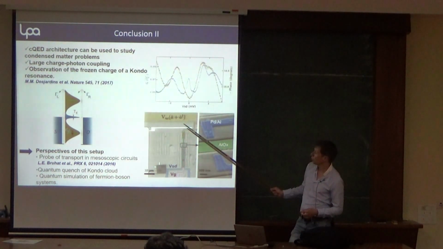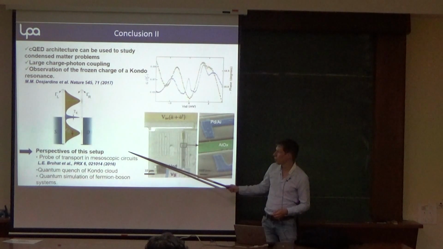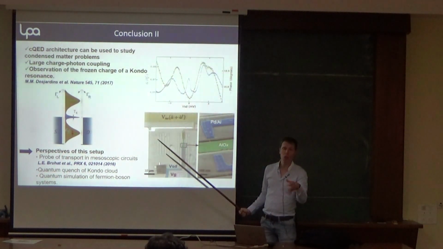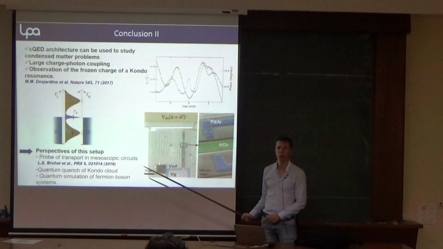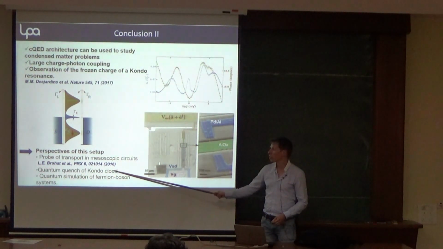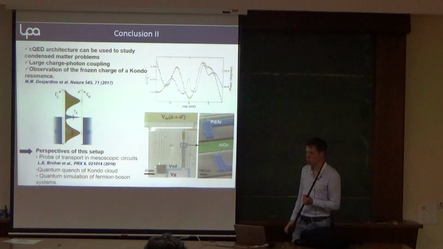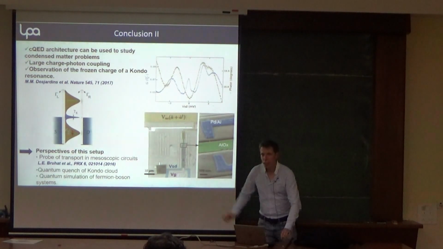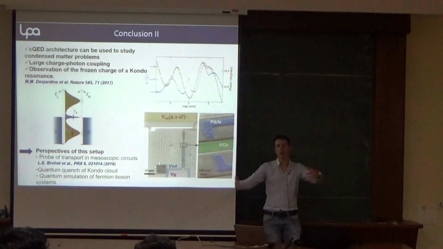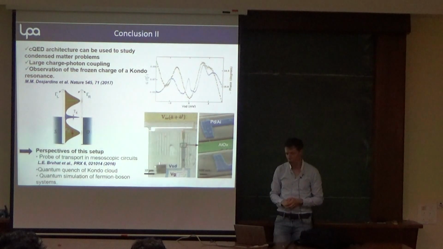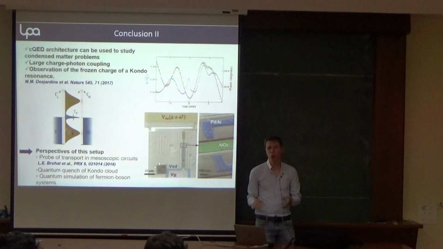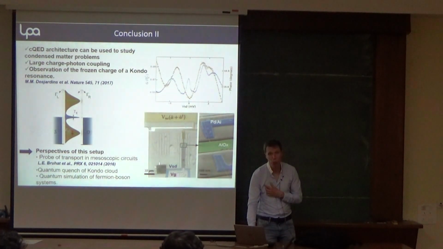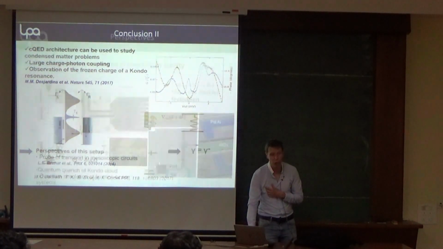And the perspectives of this setup are, of course, the general probe of transport in mesoscopic circuits, some hybridized light-matter coupling with quantum dots, and we could also imagine doing some kind of quantum simulation of fermion-boson systems in that kind of circuit. And now the last slide is to show you that we can reconcile the first part of the talk and the second part of the talk by showing how we could probe, this is a theory proposal now, these specific properties of Majorana quasi-particles with a microwave cavity.